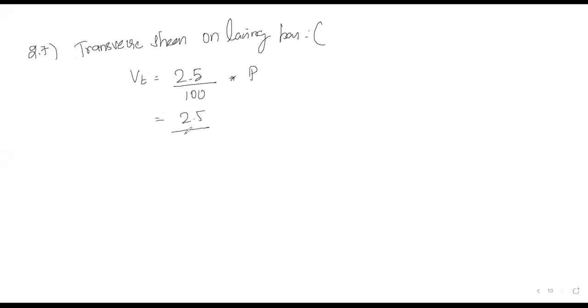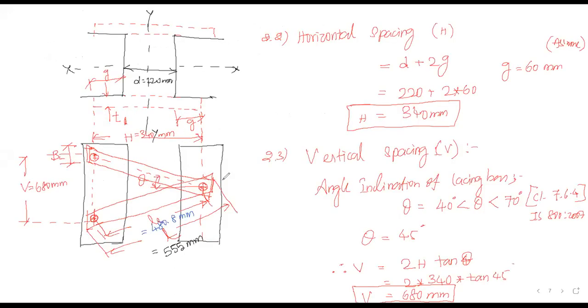So VT is equal to 2.5 percent of P. So 2.5 percent of 1400 into 10 cube Newton, which is nothing but 35,000 Newton. Here it is a single lacing system. At the junction there are two members. If I have shear force here, it is distributed to this one and this one, so it is divided by 2. So we have to use that now.